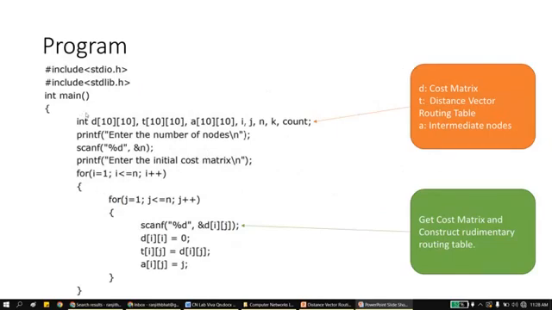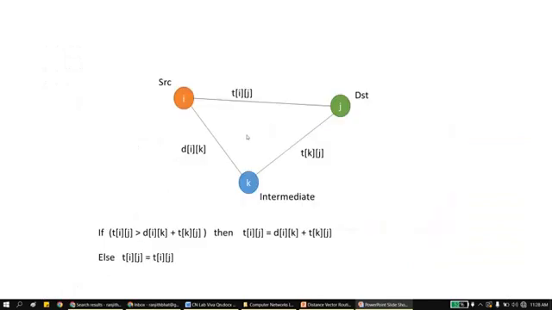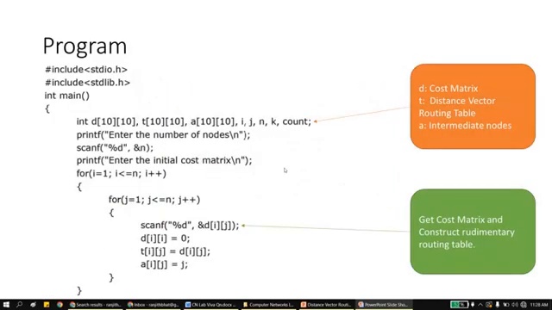So we have the main program, and D is the two-dimensional matrix which refers to the cost matrix, how much cost is associated with every node. T will be my distance vector, and A will be my intermediate node. So D, K, and this is my intermediate node. The loop variables I have taken are i, j, n, k, and count. Let us understand what count is later on.